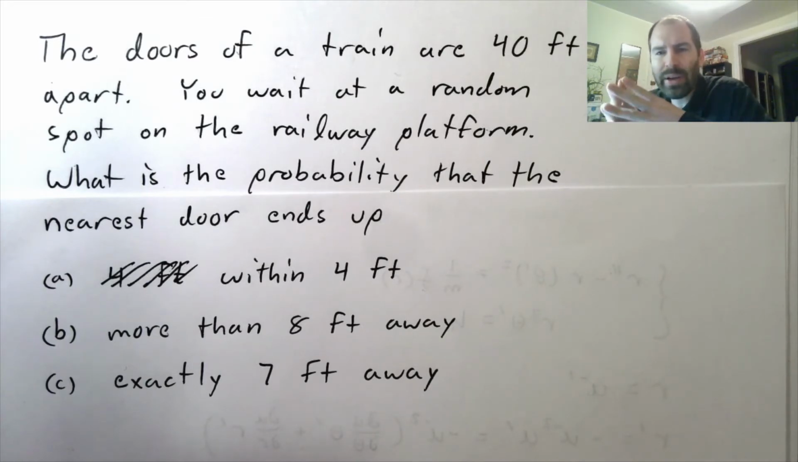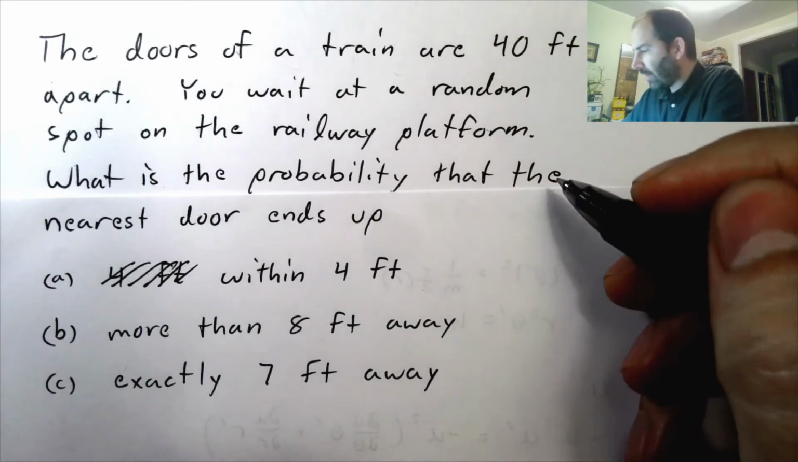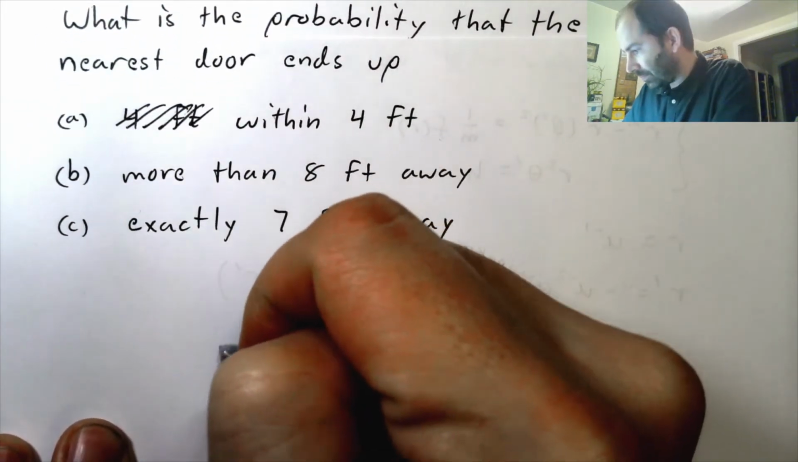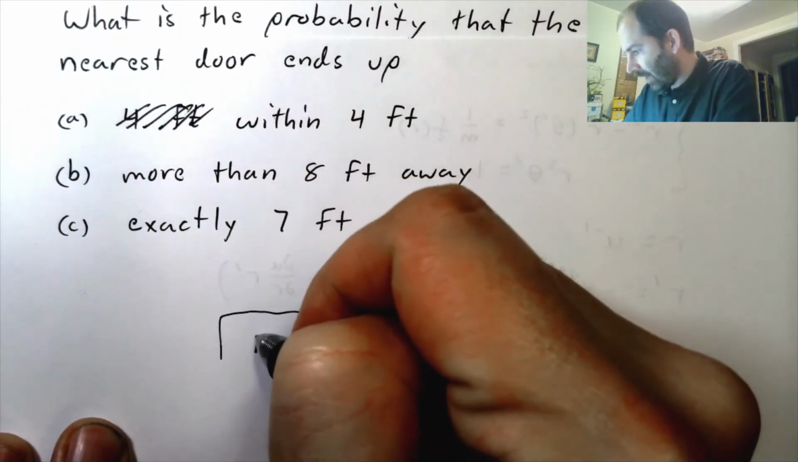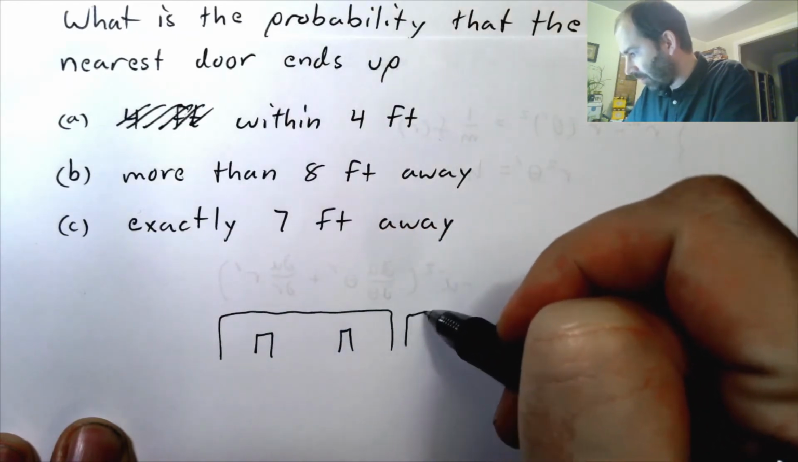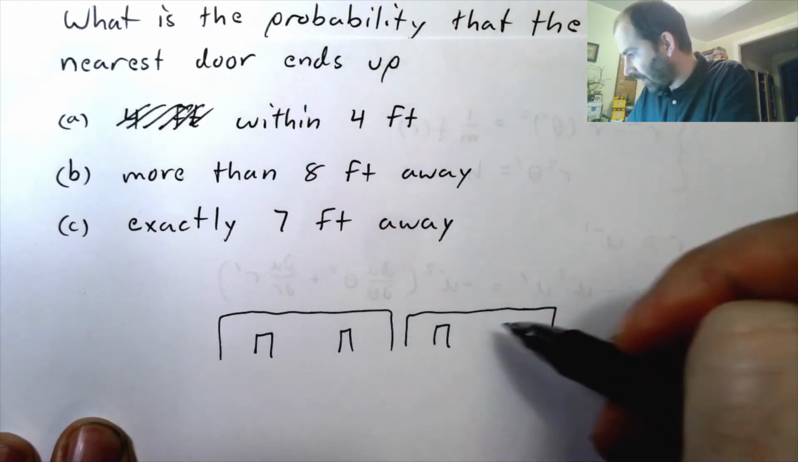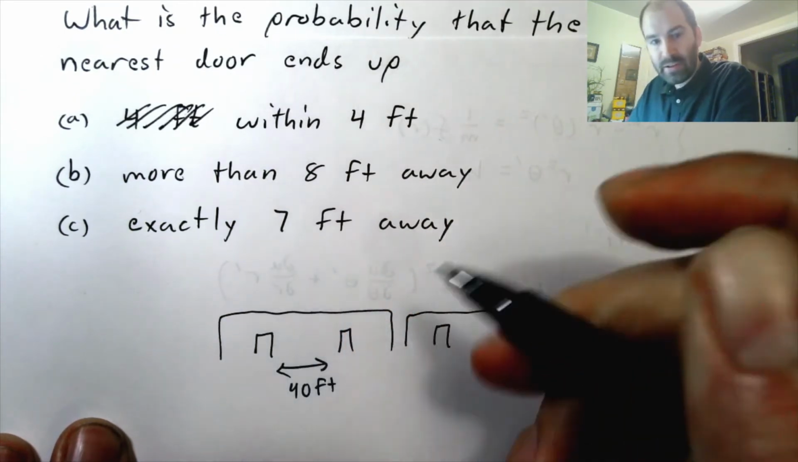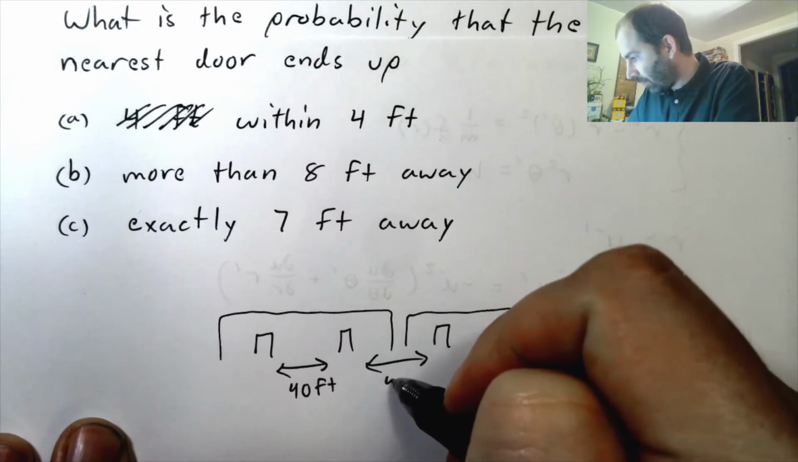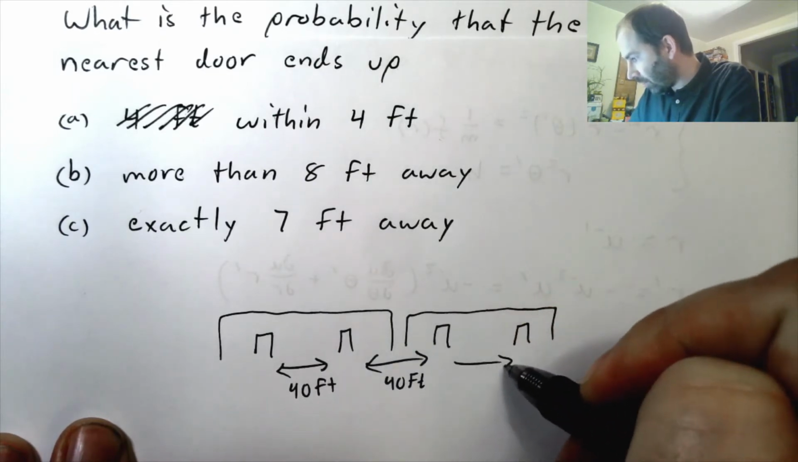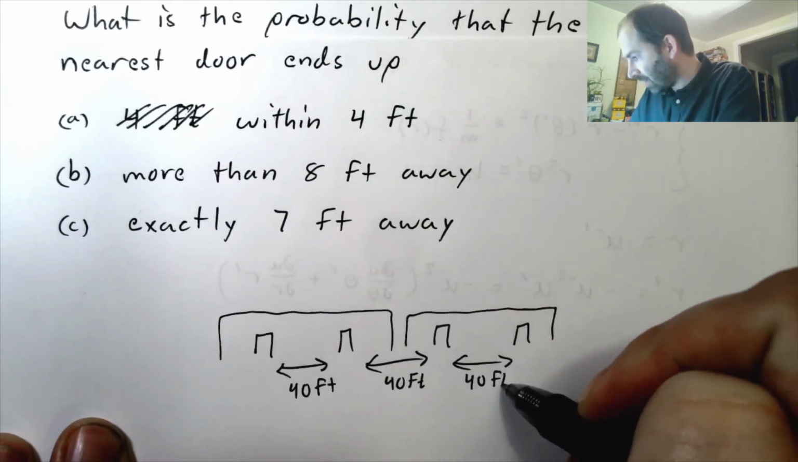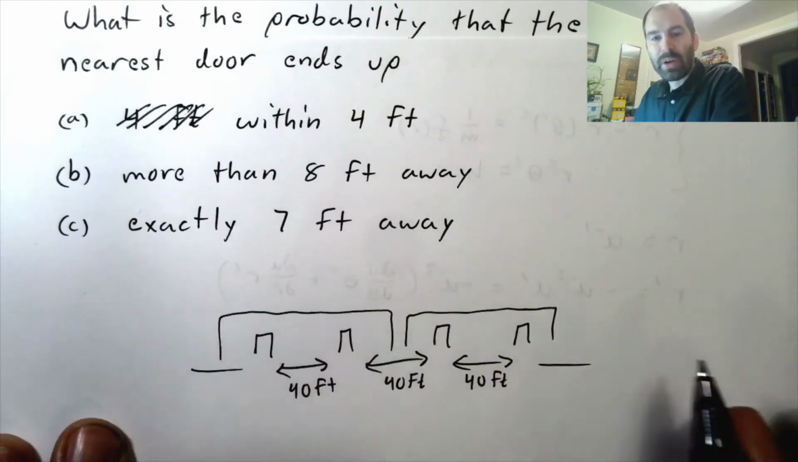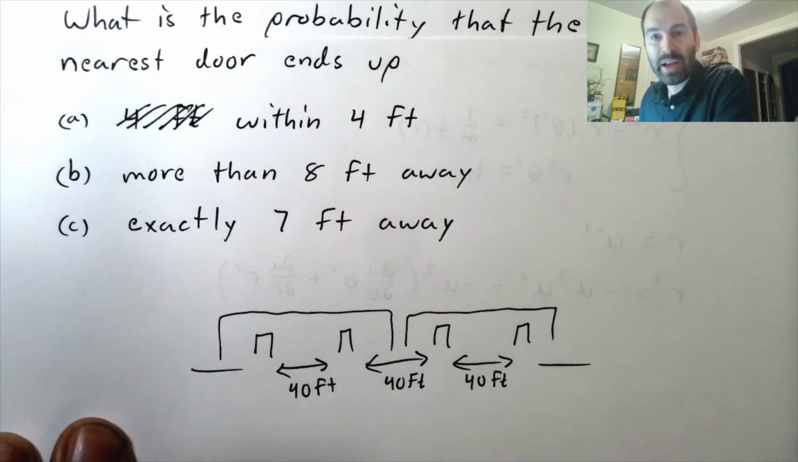Well, what's going on here? The doors are 40 feet apart. So if I were to draw a picture of the train, they have a door here and a door here, and then there's another car, door here and a door here. So these doors are 40 feet apart, and these doors are 40 feet, and these doors are 40 feet, and it just keeps going like this. So you're just going to pick a random spot, and we have no idea where the train's going to end up.